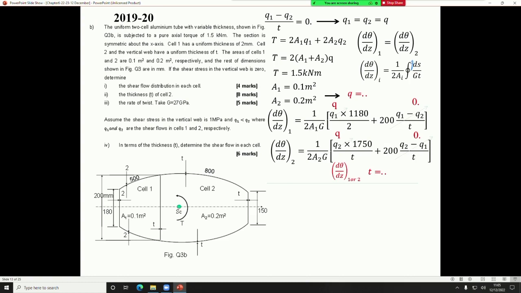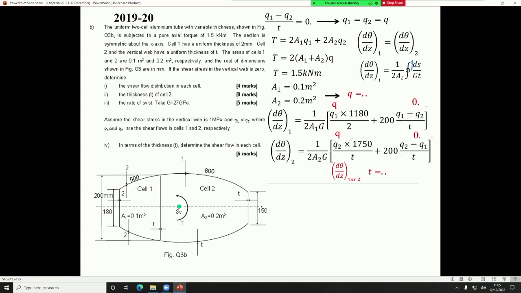Any question in relation to this part? Yes, please. Say that a bit louder. Will the rate of twist be the same for both cells? Yes, because, if you remember, I think it's the very last slide of chapter 4.